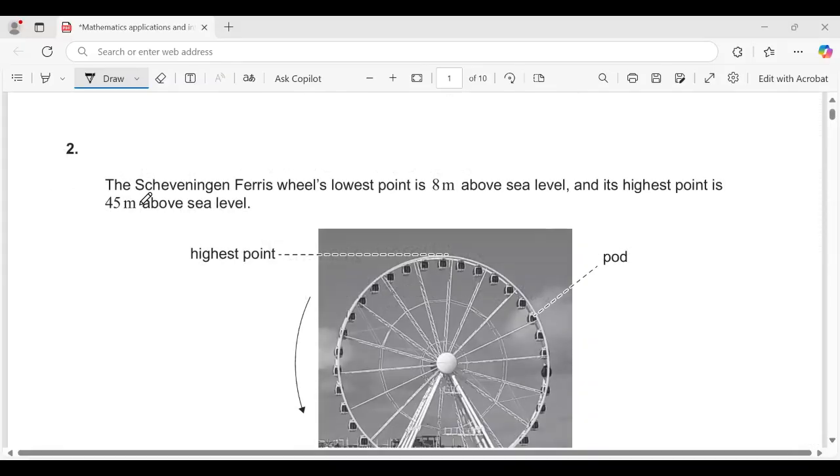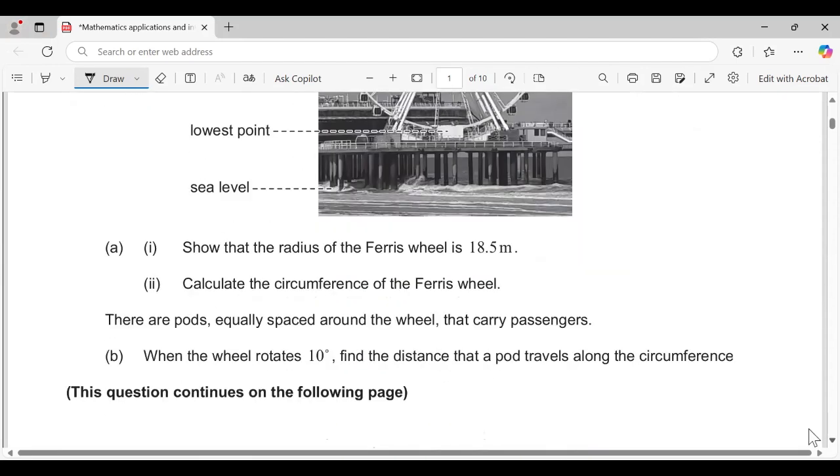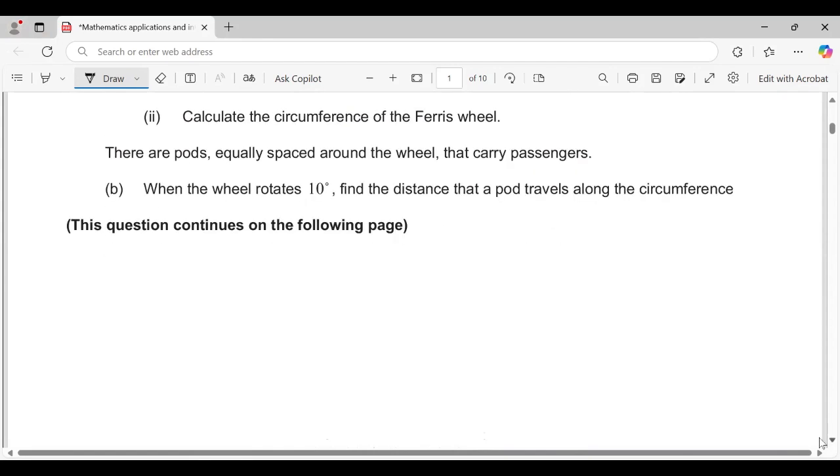Number two. The Scheveningen Ferris wheel's lowest point is 8 meters above sea level, and its highest point is 45 meters above sea level. This is a diagram, highest point, lowest point, and this is the plot. Show that the radius of the Ferris wheel is 18.5 meters. Calculate the circumference of the Ferris wheel.